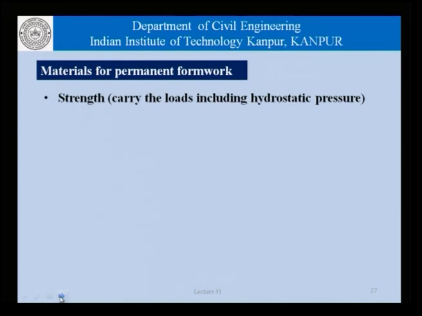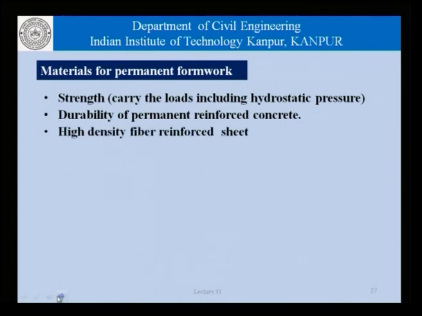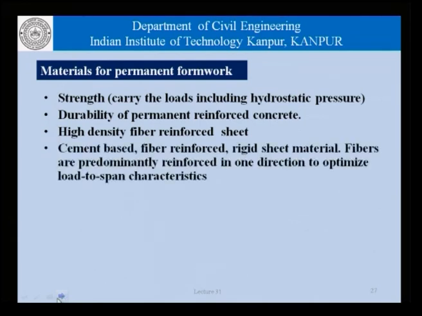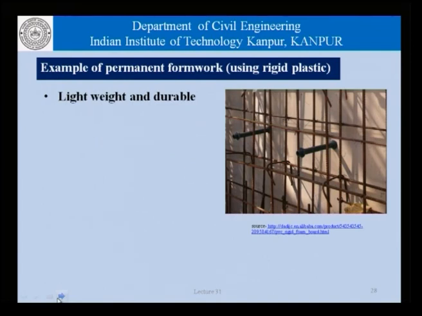when we are talking in terms of permanent formwork. The materials should be such that they have sufficient strength to carry the loads, including the hydrostatic pressure of concrete that may act. They must have sufficient durability. They could therefore be made of high density fiber reinforced sheets. It could be cement based, fiber reinforced, rigid sheet. Fibers are predominantly reinforced in one direction to optimize load to span characteristics in those panels, and there should be a compatibility of the formwork panels with the concrete itself. With this discussion in mind, let us take a look at some of the examples.